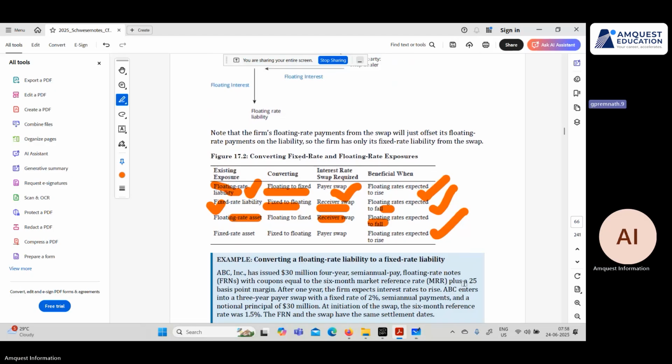Because he's engaged in the swap, he has to effectively pay 2% plus maybe whatever spread the dealer wants to make. But he's fixed, whereas if the MRR rises, he would have had to pay much more than the 2.2% plus the spread for the dealer.